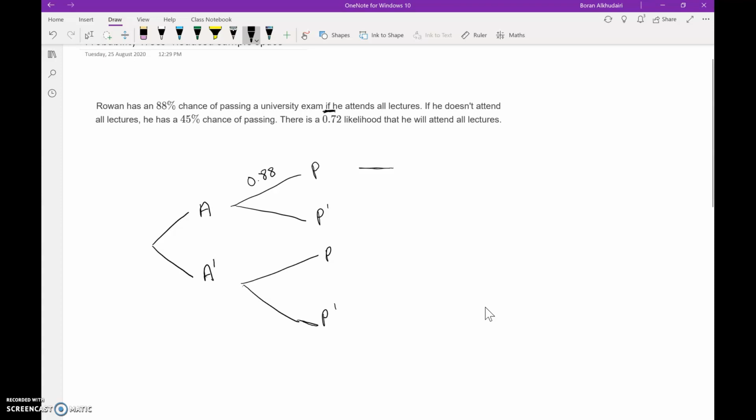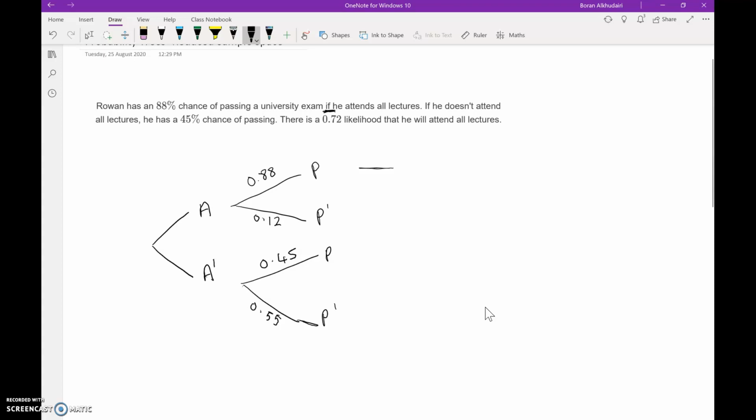So let's fill it out. Now we know that's 0.88, so this must be 0.12. Let's see what else we have. If he doesn't attend all lectures, he has a 45% chance of passing. So he doesn't attend, 0.45 chance of passing. And then it's the same thing here. These have to add up to 1, so that's 0.55 chance of not passing.